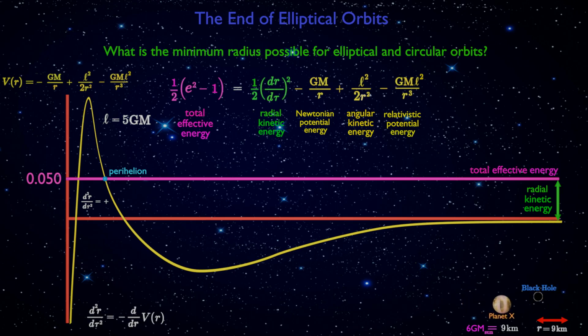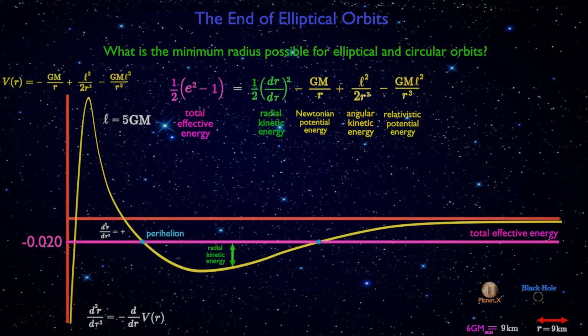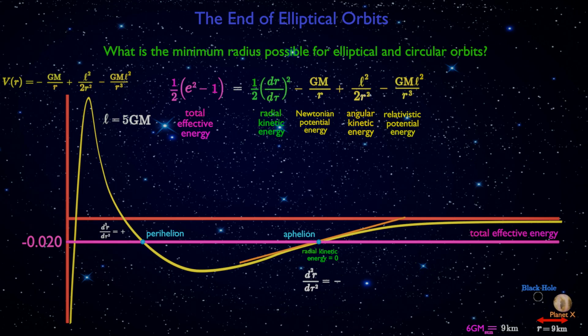If we want an elliptical orbit, we need to lower planet X's total effective energy. Now that the effective energy is negative, we see that there is another position where the radial kinetic energy is 0, and this is the outermost orbital position called the aphelion. Notice that the slope of V(r) is now positive, so the radial acceleration is negative at the aphelion. Therefore, planet X reaccelerates inward. This is a stable elliptical orbit with both a perihelion and an aphelion.